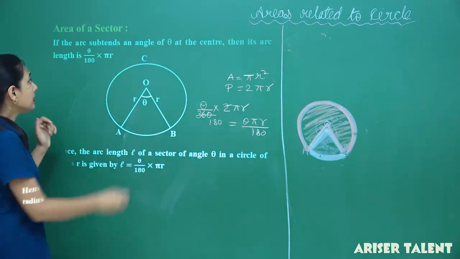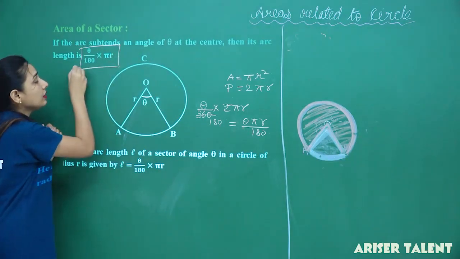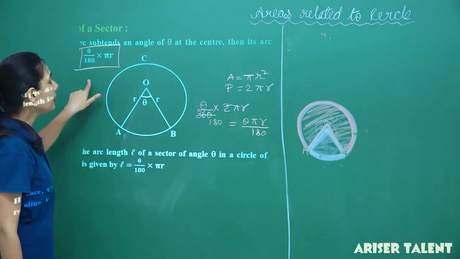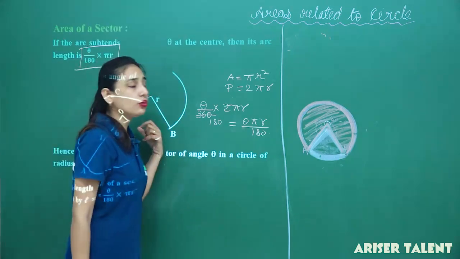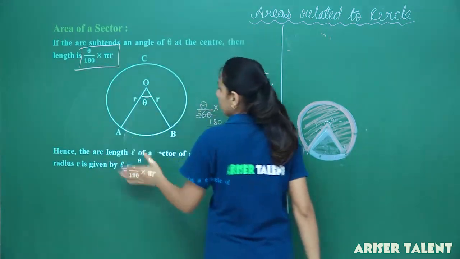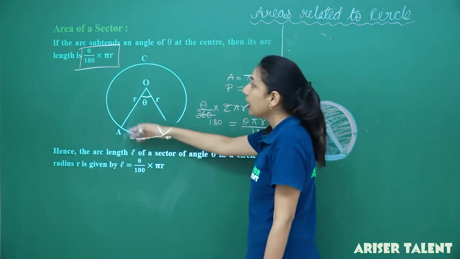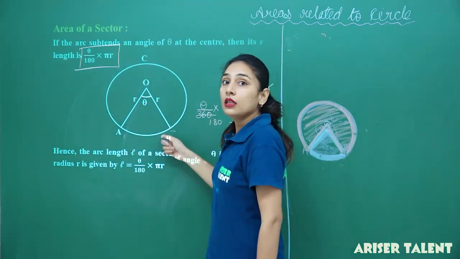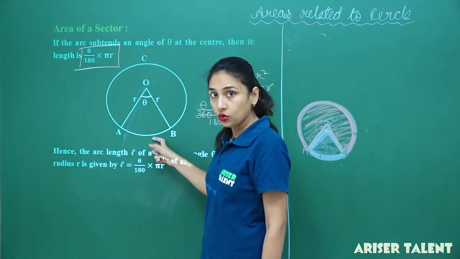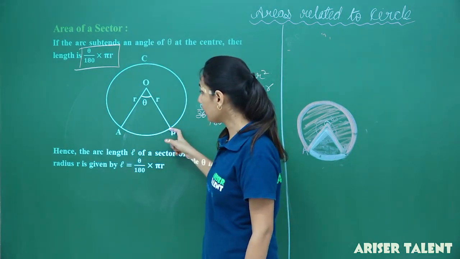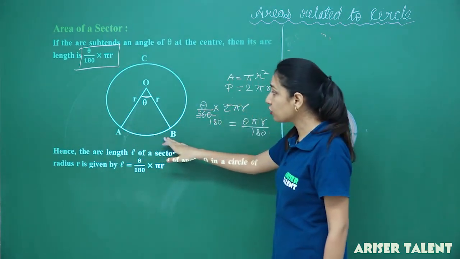Is it the same thing I have written here? You can imagine in your mind how you are going to find this length of arc. How will you find the length of the arc?